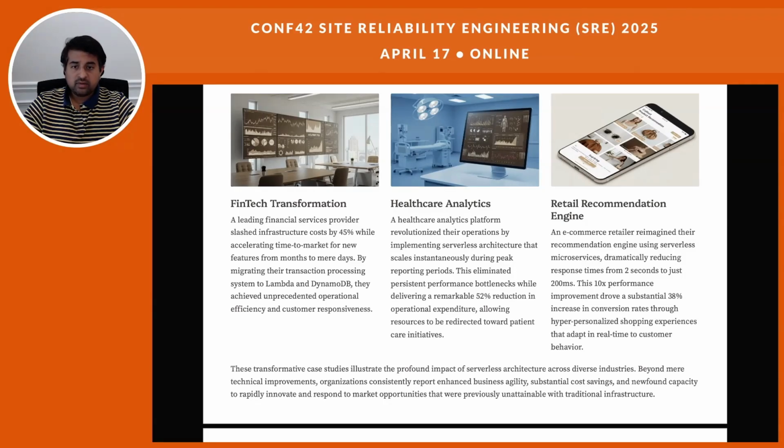These transformative case studies illustrate the profound impact of serverless architecture across diverse industries. Beyond mere technical improvements, organizations consistently report enhanced business agility, substantial cost savings, and newfound capacity to rapidly innovate and respond to market opportunities that were previously unattainable with traditional infrastructure.